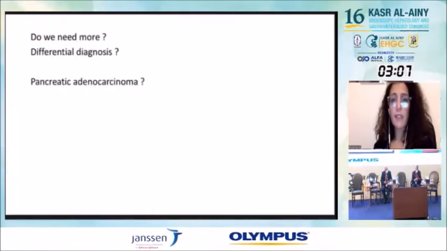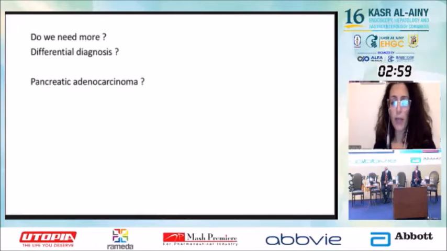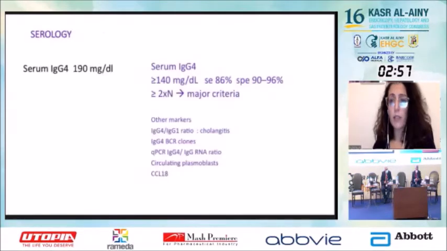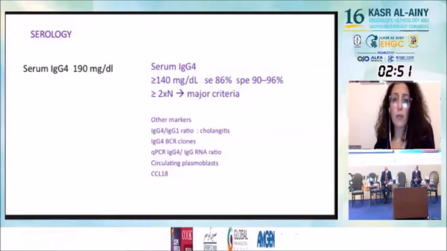But is it enough? Do we need more information? Are there any differential diagnoses at this stage? Should we rule out pancreatic adenocarcinoma anyway? So yes, we need more information. It's not enough according to guidelines and according to all other possible diagnoses.